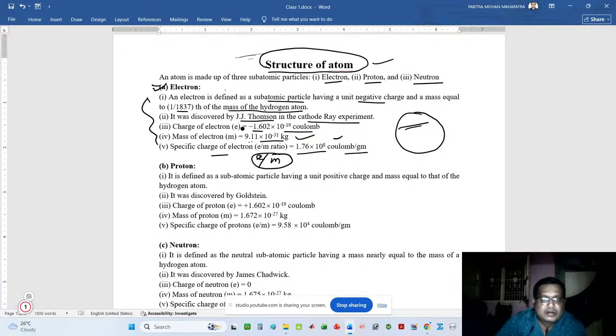What is an electron, and what is the mass of an electron? What is the charge of an electron? Who discovered the electron? And what is the specific charge of the electron? These are a few points related to the electron.